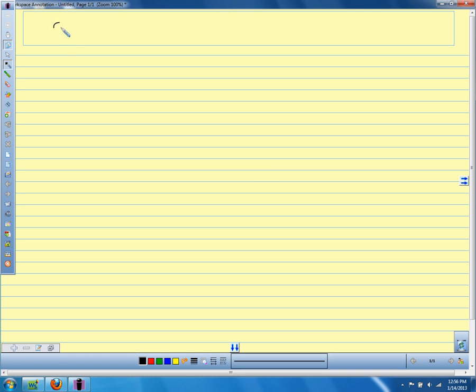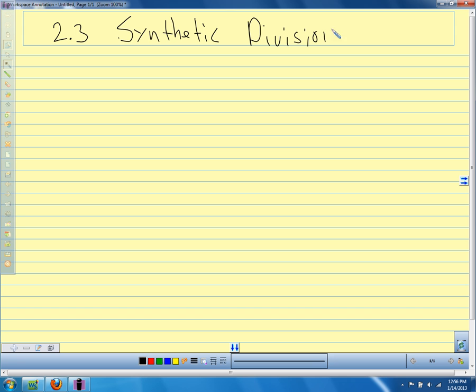So we're in section 2.3. We're going to talk about synthetic division. So what we're doing today, we're going to figure out how we can divide polynomials. Now before we get into division, I wanted to backtrack just a touch and talk about multiplicity of roots.